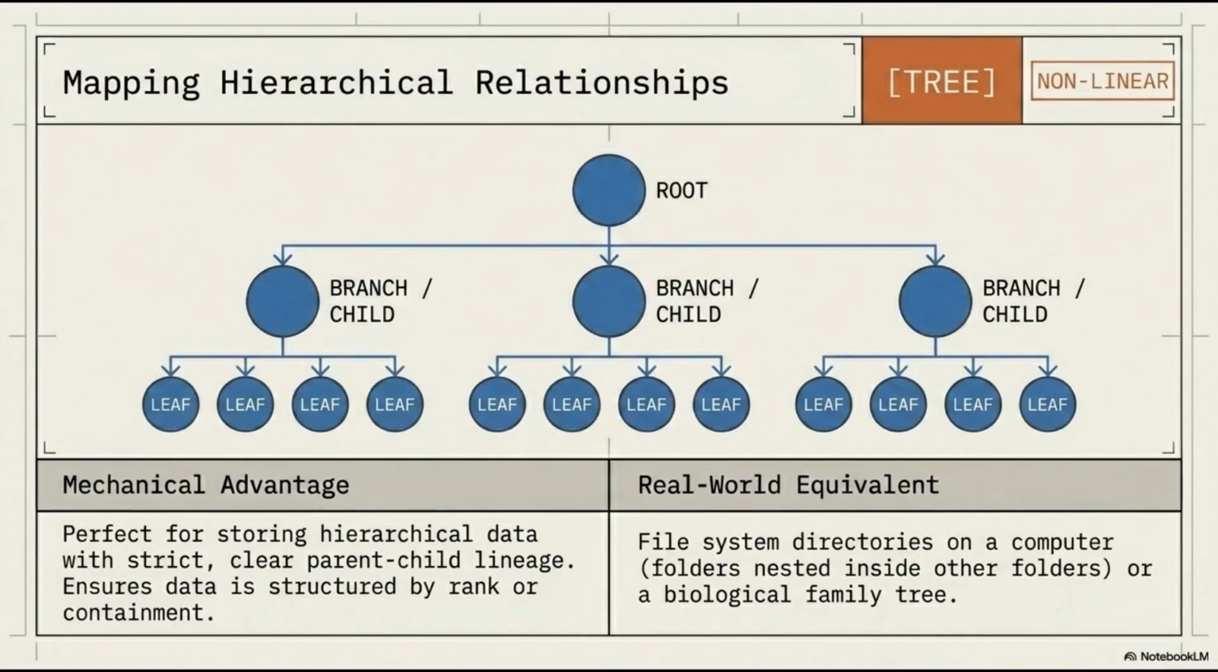When you're dealing with strict rank or containment, the tree structure maps hierarchical data perfectly. It mirrors a biological family tree routing from a single root down into branches and finally out to individual leaves. It ensures data is rigidly structured by rank, which is exactly how file system directories nest folders inside of other folders on your computer.